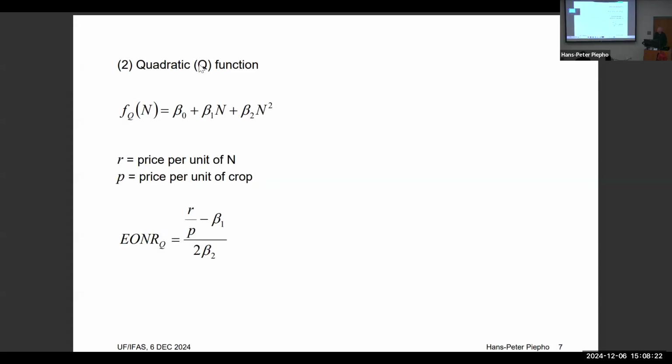And we can do the same with the other models, like the quadratic model, where you've got an intercept plus a linear term plus a quadratic term, and the economic optimum rate is shown here. And in all of these equations, of course, you've got the price per unit of nitrogen, and you've got the price per unit of crop that's involved.